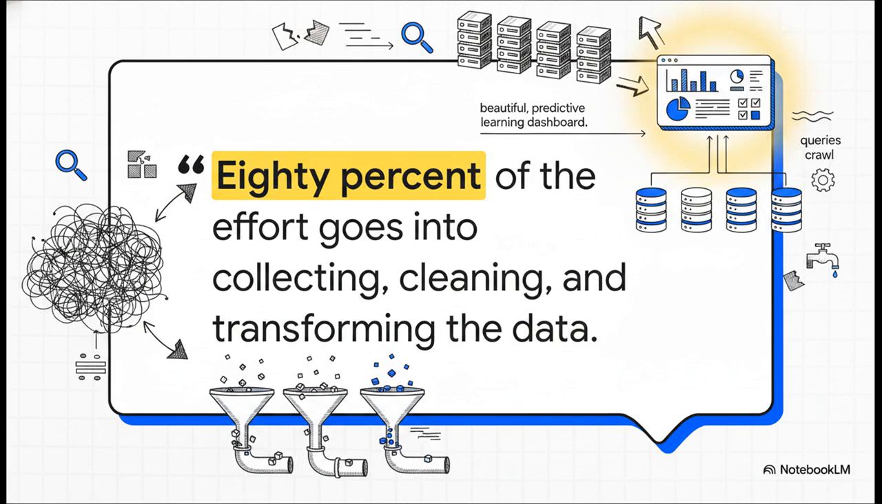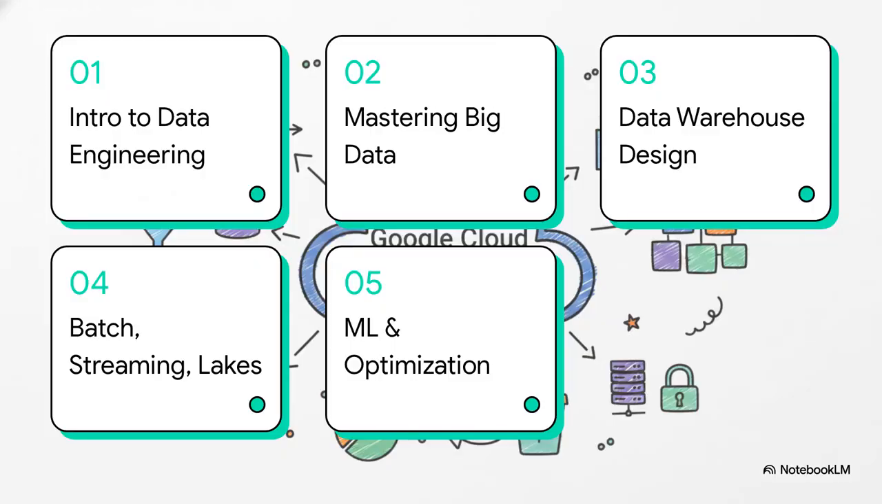Without proper data engineering, your downstream systems fail, queries crawl to a halt, and business users lose total trust in the numbers. Honestly, that is exactly why data engineering is arguably the single most critical role in the data sciences world today. So here is our syllabus for the day. 1. Intro to data engineering. 2. Mastering big data concepts. 3. Designing the data warehouse. 4. Batch, streaming, and lakes. And finally, 5. Machine learning and optimization.